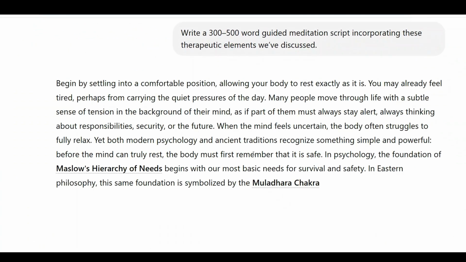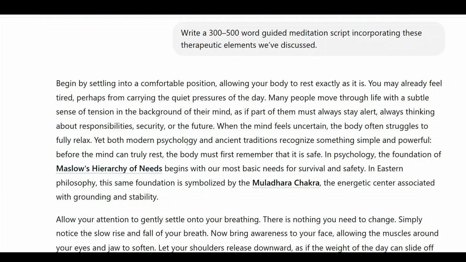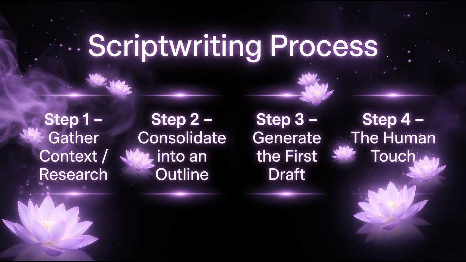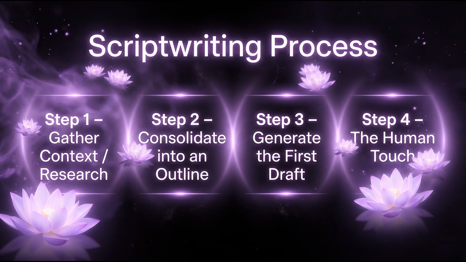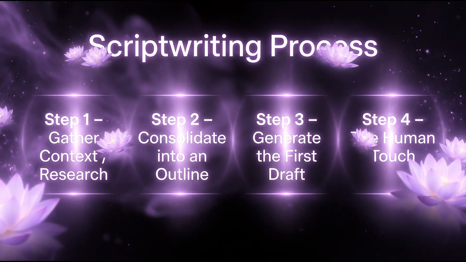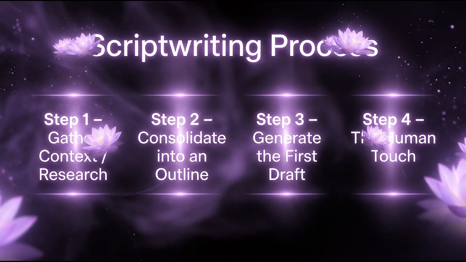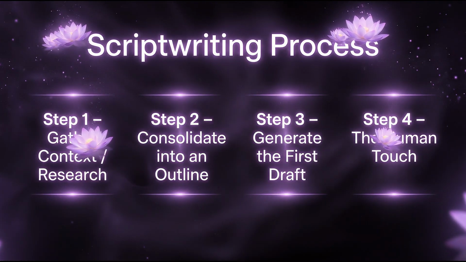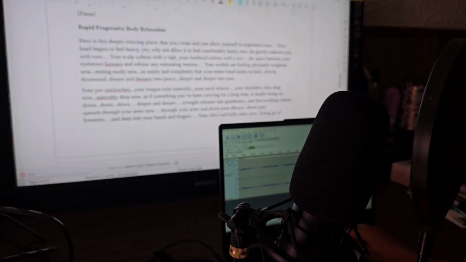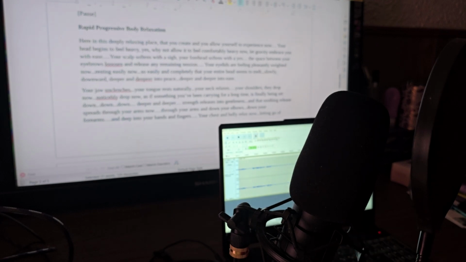So far, the script writing process has been step 1, gathering your literature and doing your research, step 2, consolidating that information into a structured outline, and step 3, generating the first draft of the script. Now, step 4 involves human refinement. This is a step that makes everything else worth it, and it's the one step that AI cannot do for you. You're going to read the script out loud, all of it, because what reads fine on the screen can sound completely unnatural when spoken, and a guided meditation is a spoken experience.